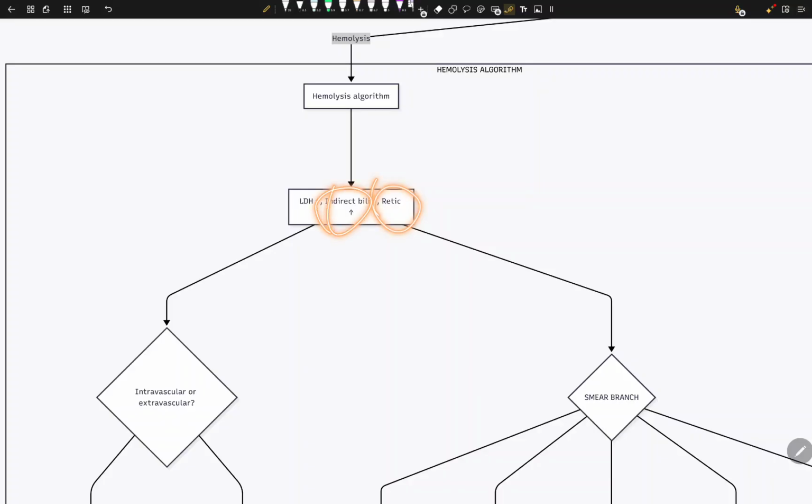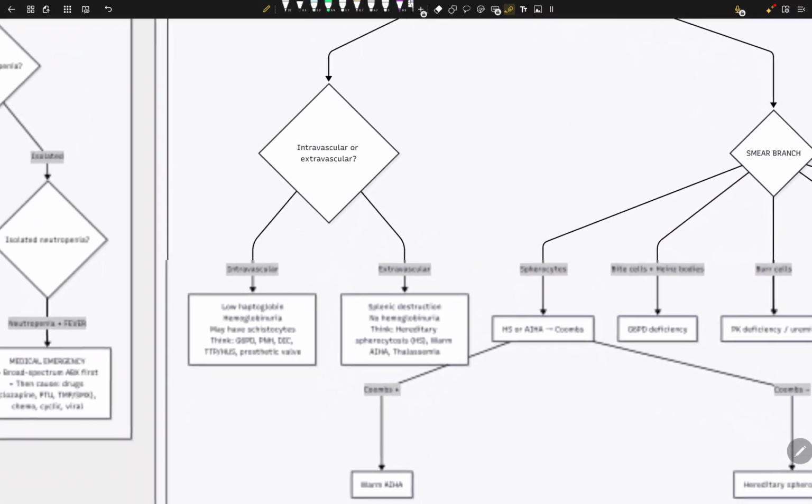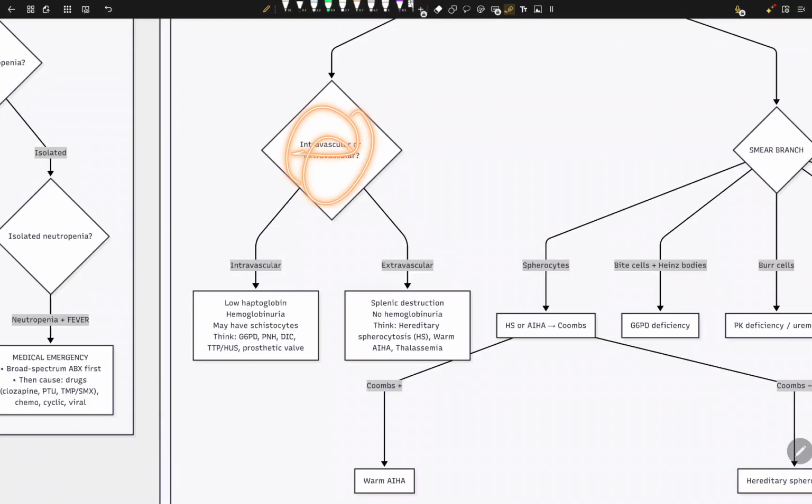Okay, so indirect bilirubin: RBCs are made up of heme, which breaks down into bilirubin. If this bilirubin goes to the liver, we get conjugated. If unconjugated, we call it indirect. So we have intravascular hemolysis and extravascular hemolysis.